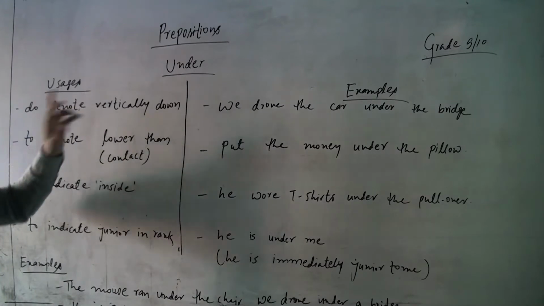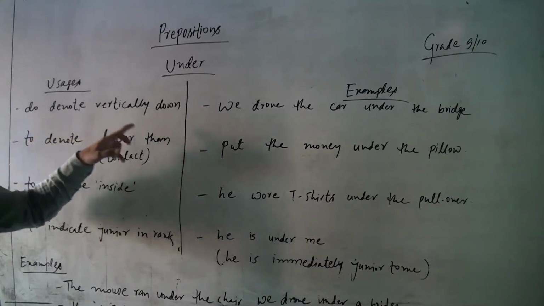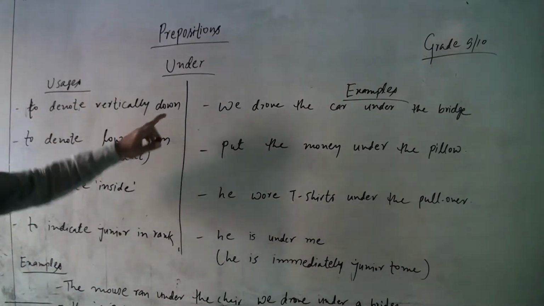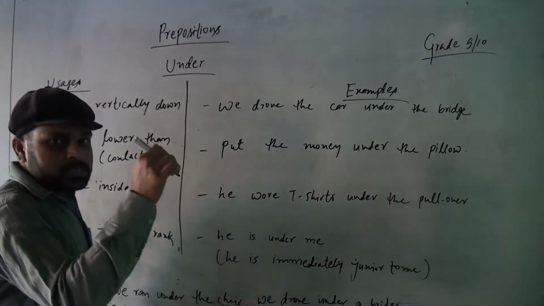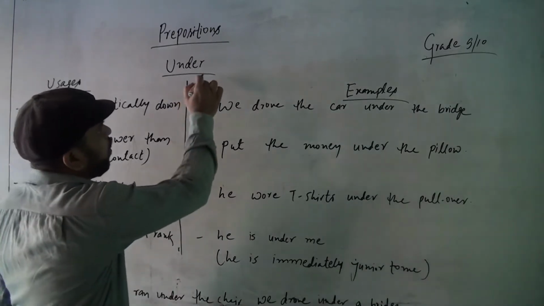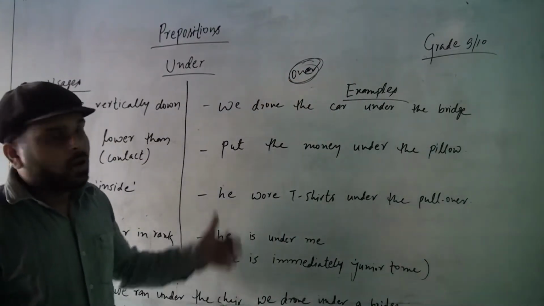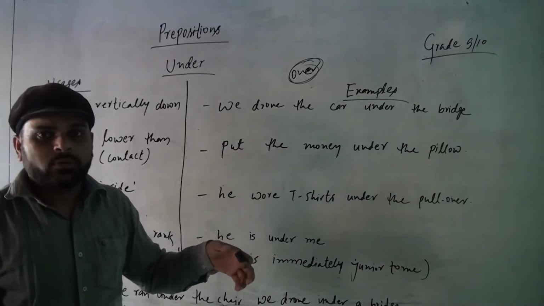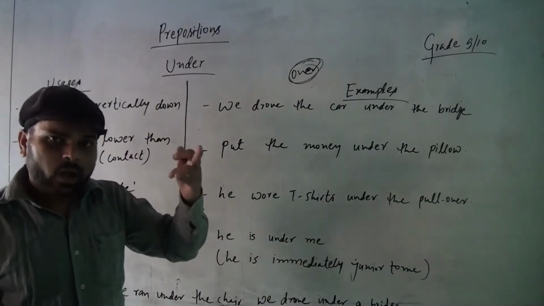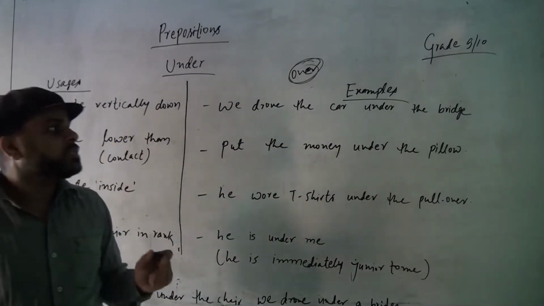The first rule of the preposition under says to denote vertically down. Exactly as we talked about over in our last class, under will go just opposite to over. To denote vertically down. In over, we talked about to denote vertically up. Now we are talking about under. So let's see. The first rule says to denote vertically down.